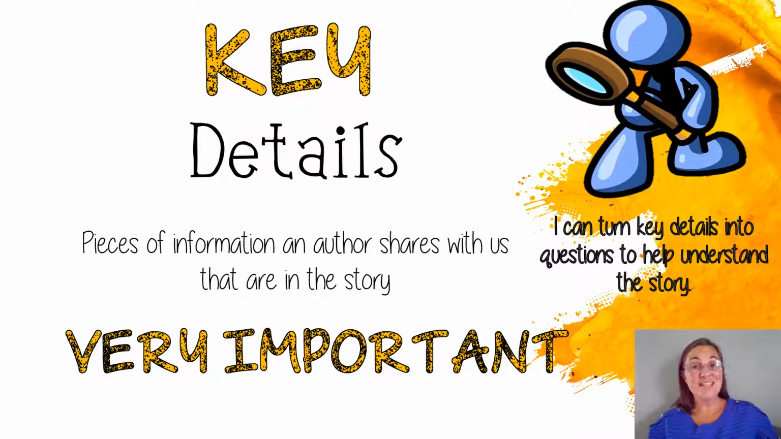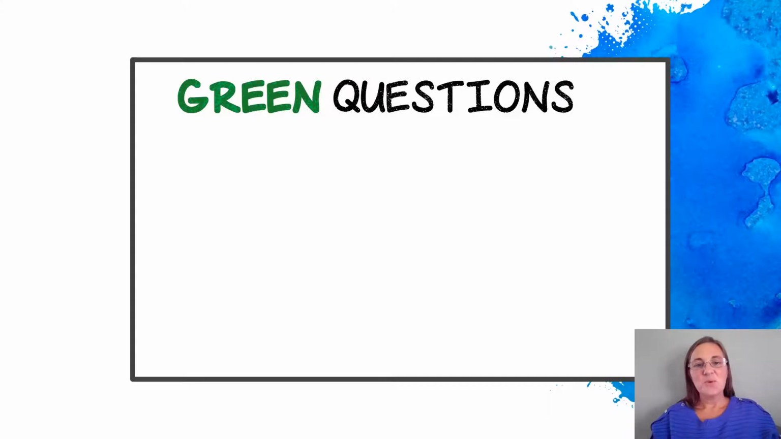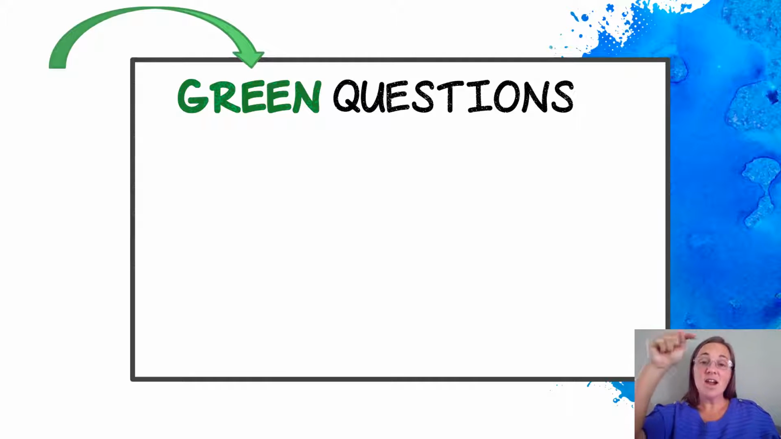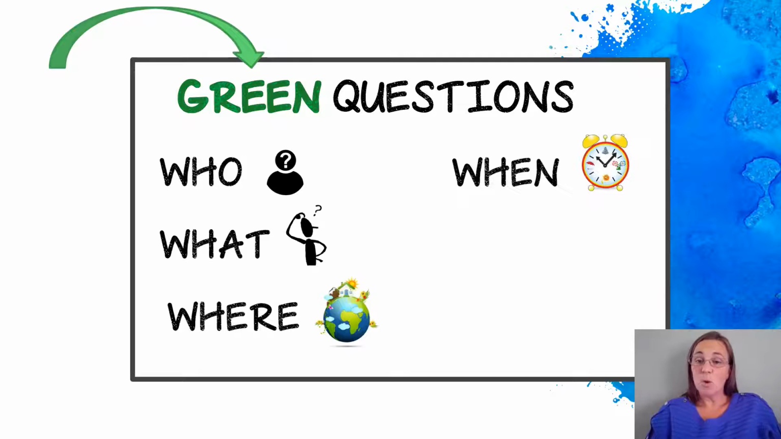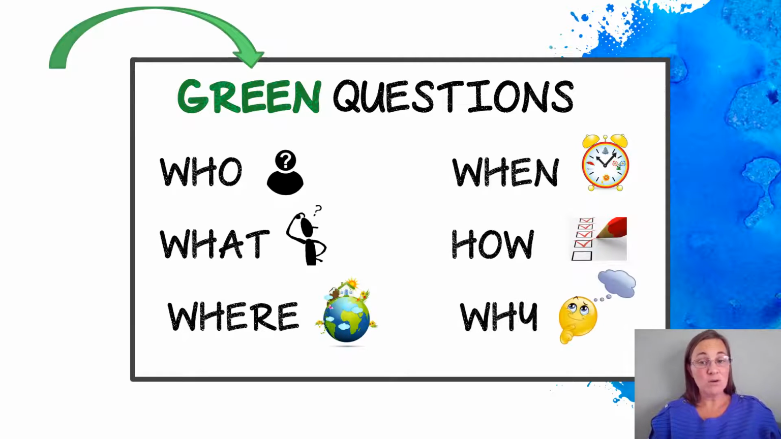Today we're going to use these key details to help us ask questions about a story to make sure that we understand it. We can use key details to help us write green questions about the story. When we're talking about green questions, we're talking about questions that are right there. They are questions that are in the text. You can put your finger right on the answer. Green questions might start with these words. It might start with who, what, where, when, how, or even why.